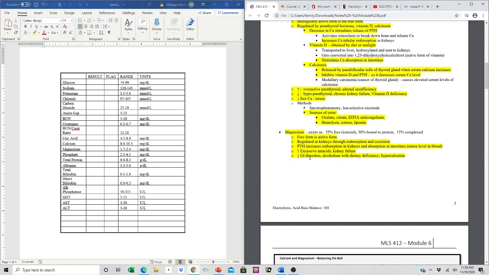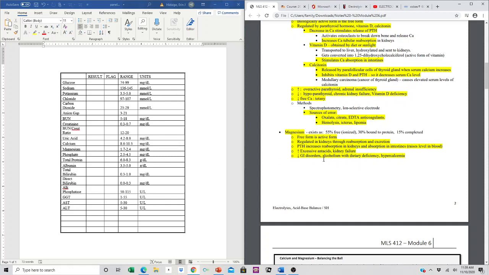Increased magnesium is associated with excessive antacids. Over-the-counter antacids actually have a lot of magnesium in them. There are some people who, if they have chronic indigestion, go through a lot of antacids per day, and it can actually cause a high magnesium level. It's also associated with kidney failure.